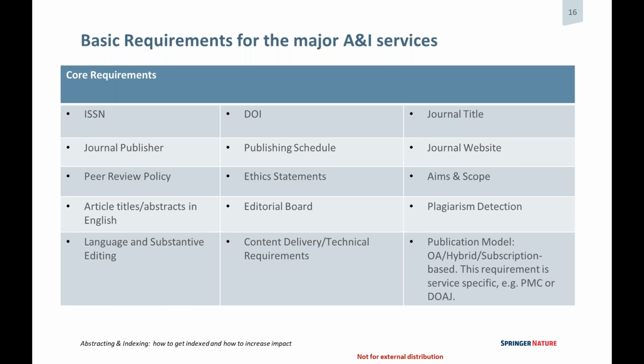Then article titles and abstracts should be in English. Of course, there are many ANI services that select foreign language content also, but they want to see that the list of references, article titles, and abstracts are in English. They pay closer attention to the editorial board, the reputation of the EIC, who the editorial board are, and whether the editorial board is international in scope, especially for internationally positioned journals. It's very critical. They also check whether the journal is doing plagiarism detection.